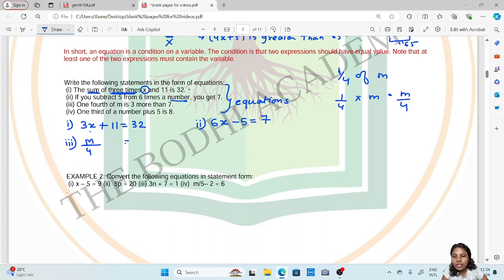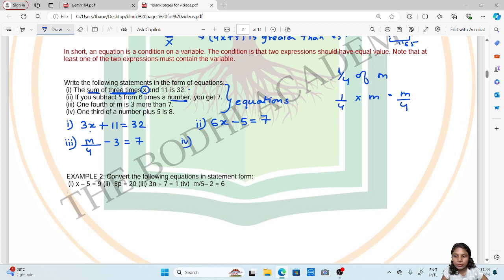So what are they saying here? The answer is 7, and here you will get minus 3. So 1/4 of m is 3 more than 7. And the last one is what?